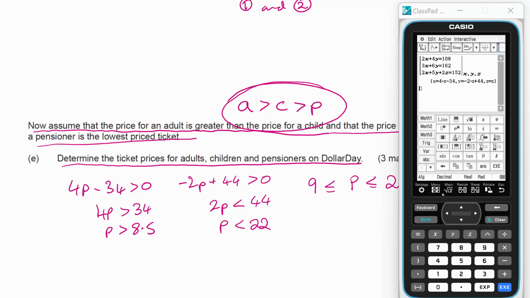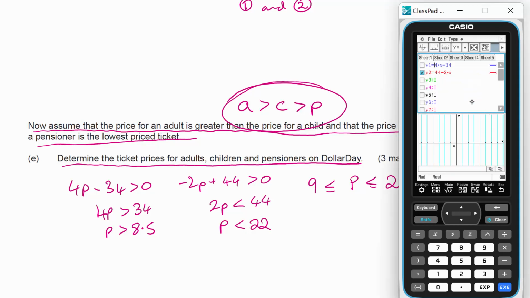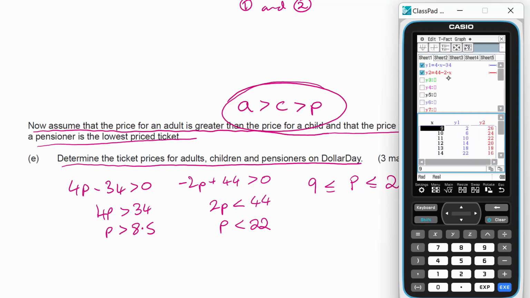So I think that we can do this nicely in graph and table. And I already have the functions in here. I've got the 4x minus 34, which is the adult ticket, and the 44 minus 2x, which is the child ticket. Let's select both of those and produce a table of values. I've already set up my table so that it starts with p is 9. Now remember, we have to have A more than C, which here it isn't. If you look at the top here, the A is 2 and the P is 9. And over here, the C is 26.